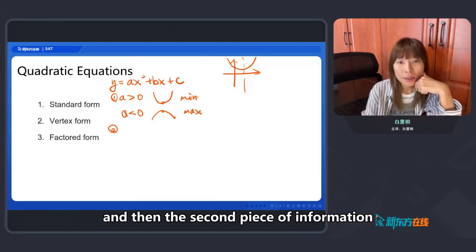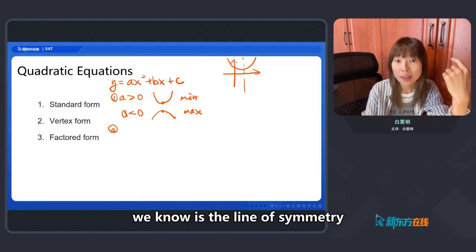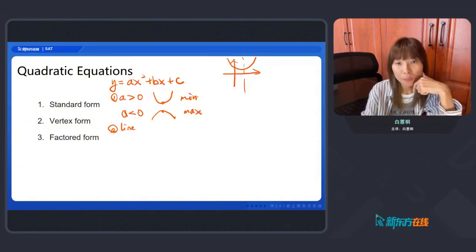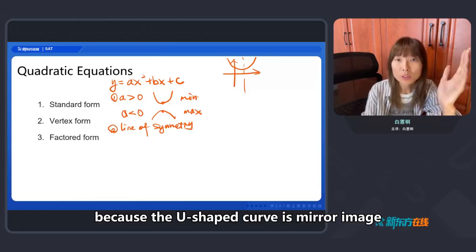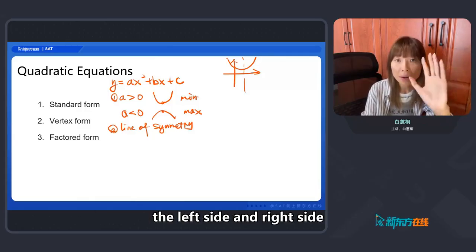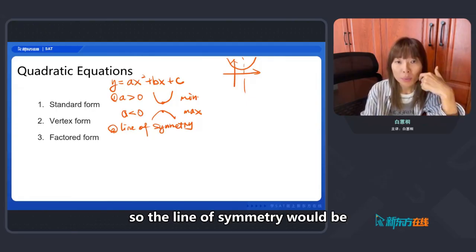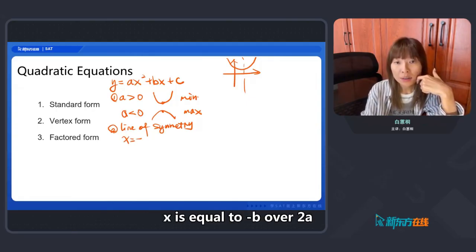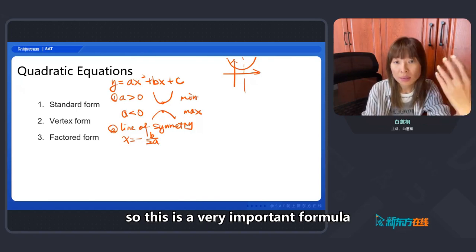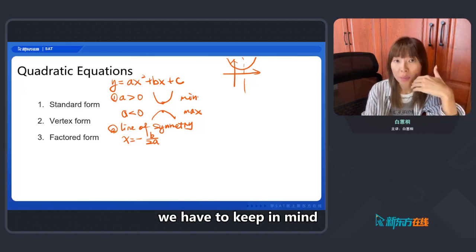And then the second piece of information we know is the line of symmetry. Because the U-shaped curve is a mirror image, the left side and right side are reflections of each other. So the line of symmetry is x is equal to negative b over 2a. This is a very important formula we have to keep in mind.